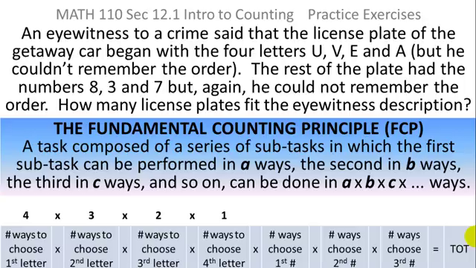There are three numbers, 8, 3, and 7, so there are three ways to choose the first number, but since all of them appear and you only have three slots, you can't reuse one, so that means there are only two ways to choose the second number and one way to choose the third number.